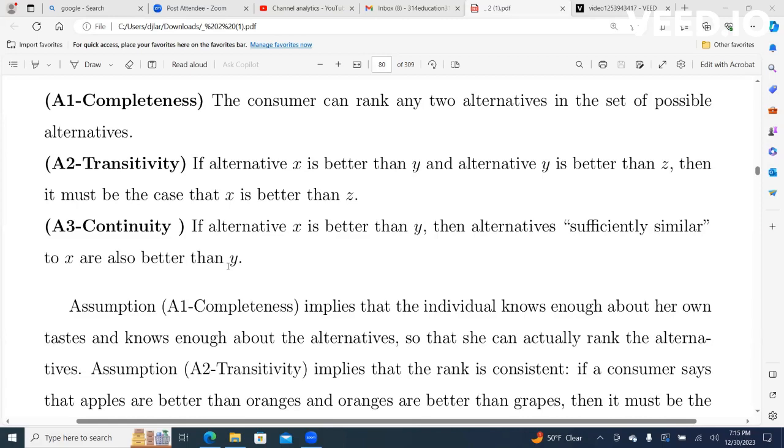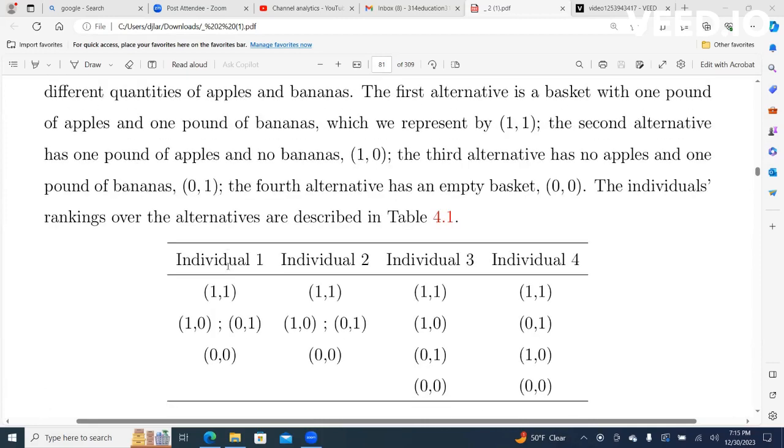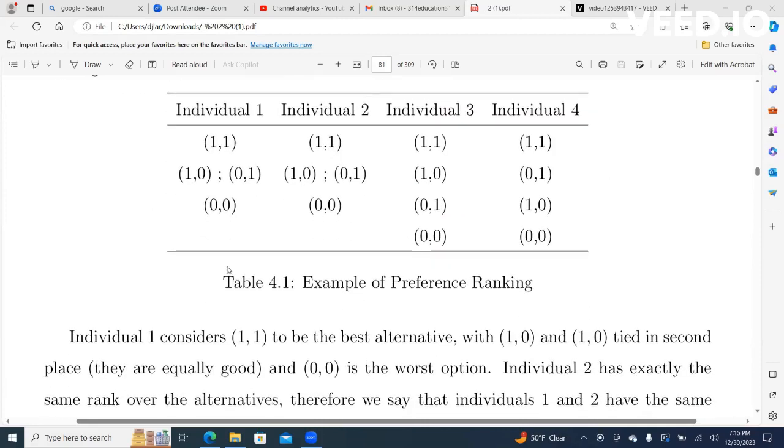But the diagram represents the completeness. Completeness is just a term for ranking them, so it seems a little unusual. But besides all that, individual one, we're just saying that they would prefer 1 pound of bananas, 1 pound of apples. What we're literally saying here with this second row is if they have only a pound of bananas, no apples, or only a pound of apples, no bananas, we're saying that they prefer them equal. So this whole thing is nothing more than a ranking. And obviously having none would be the one that they prefer least.